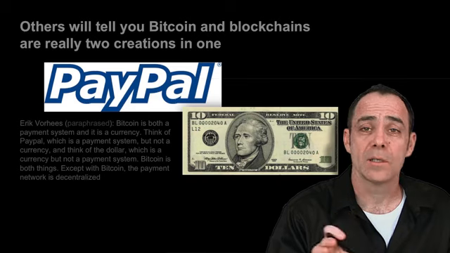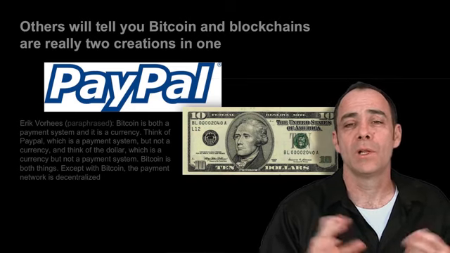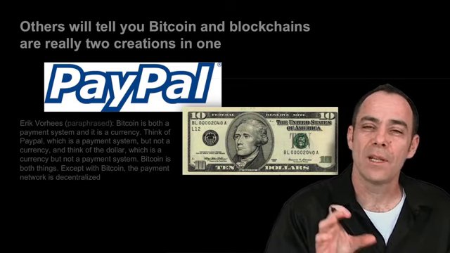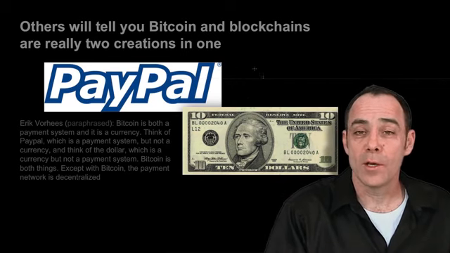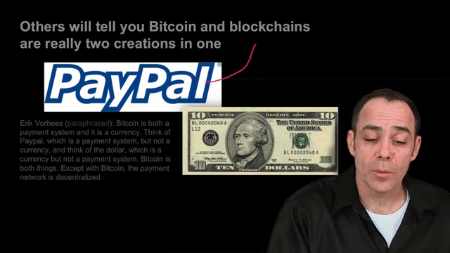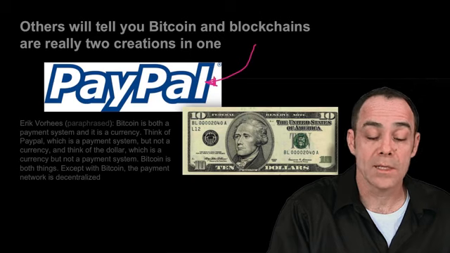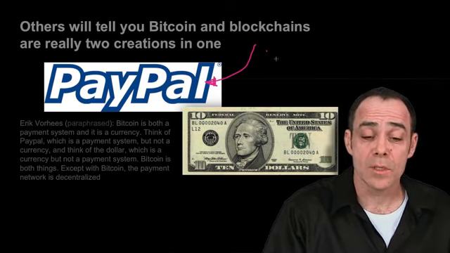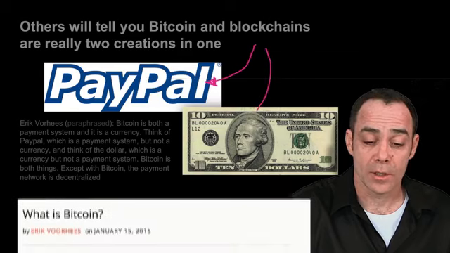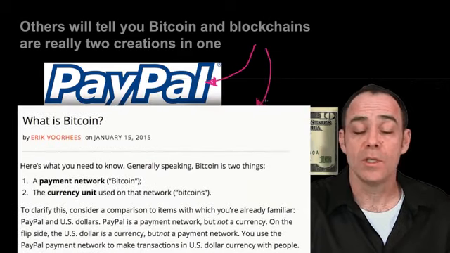As I've already mentioned, a lot of people like to refer to the blockchain as a public ledger, but a lot of other people refer to Bitcoin and blockchains as really two creations in one. They call it a payment system, kind of similar to PayPal, which doesn't have its own proprietary currency. It just allows for currencies to transfer on its system. So it's a payment system and it's also a currency. So Bitcoin, as they're suggesting, is really two things in one.